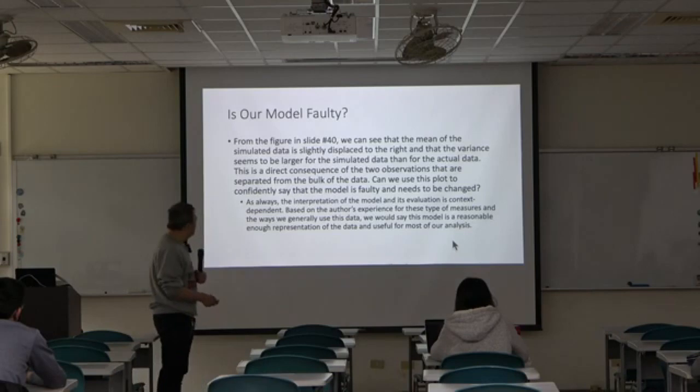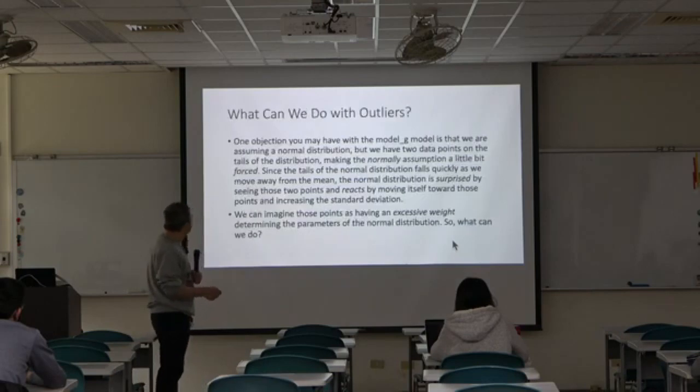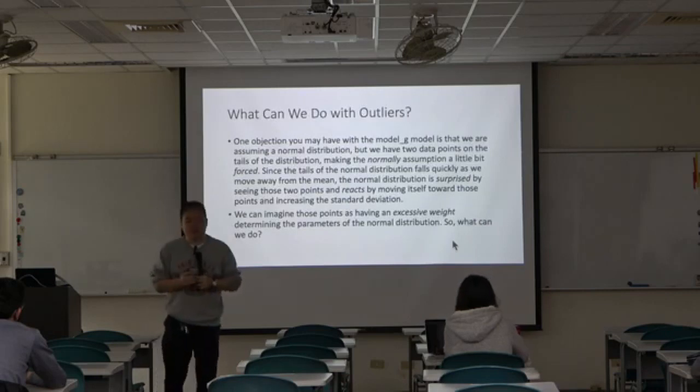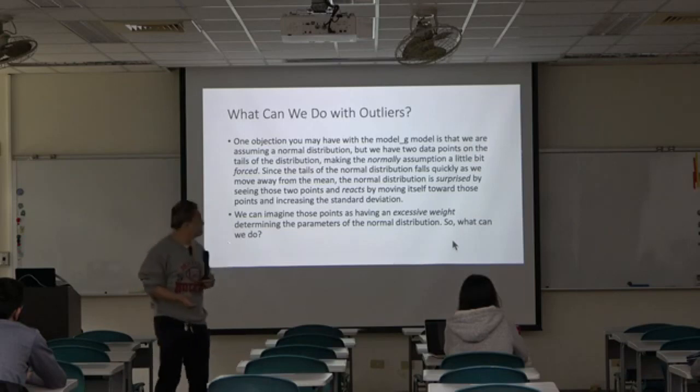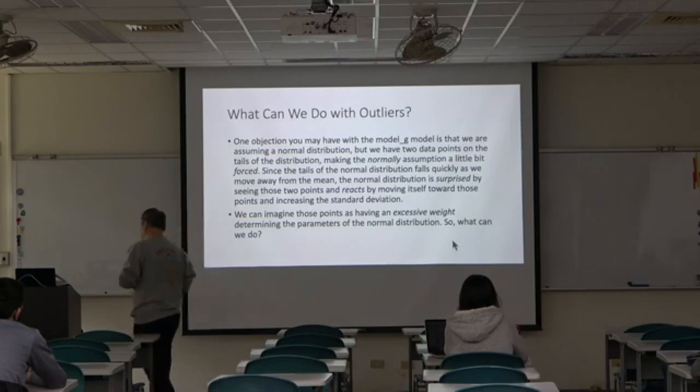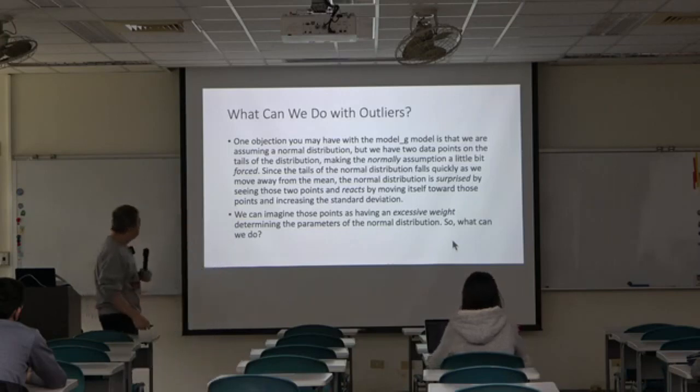Okay, but of course, how about those outliers? The reason for the displacement of the mean, as well as the slightly larger variance, remember, are really caused by those two outliers, right? So what can we do with outliers? Can we deal with those outliers beforehand?